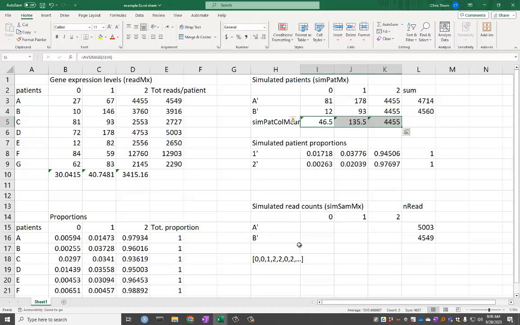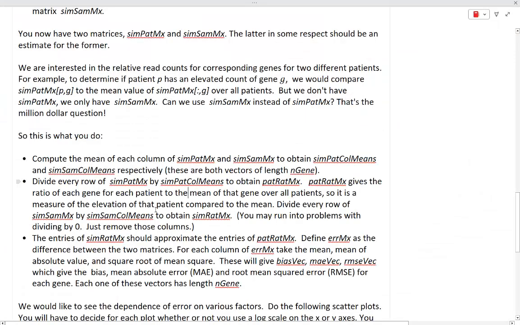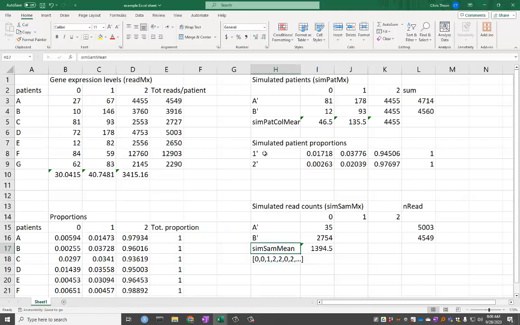And do this across. You would do the same for these here once you fill these in. I'll just fill this in manually through 35. Here you just take equals average of this. So you're going to compare this proportion with this mean. This would be the SimSam call means. Sorry, SimSam call means.